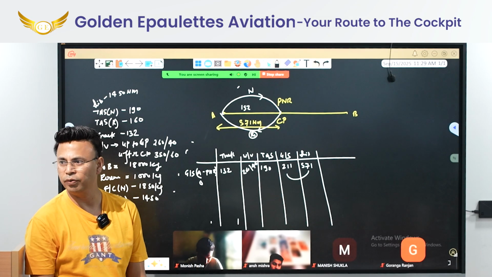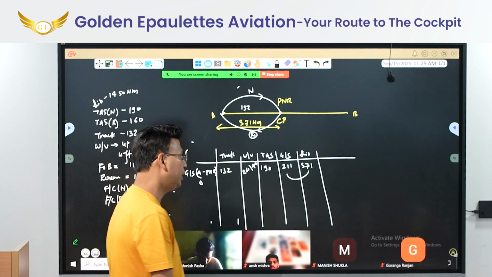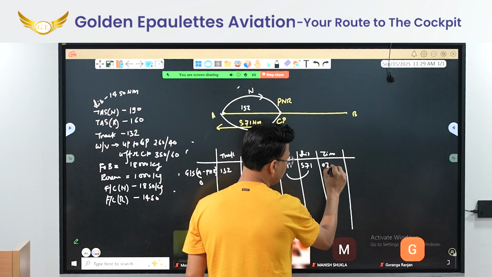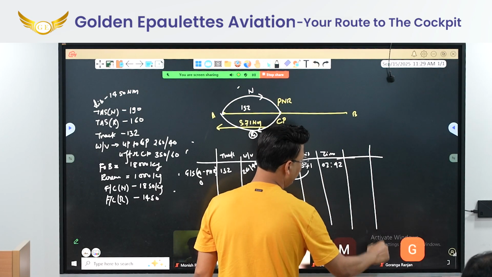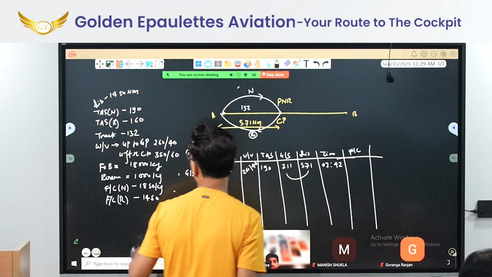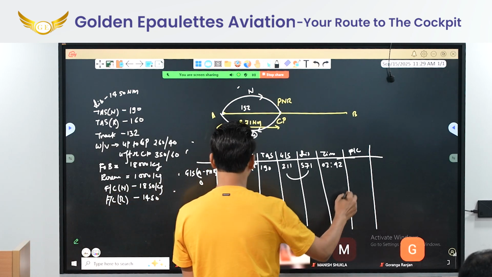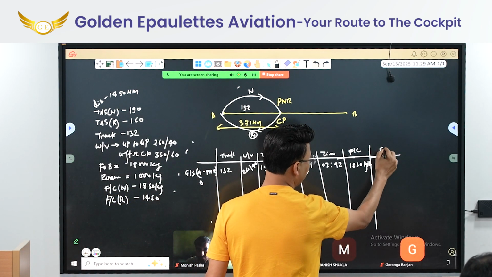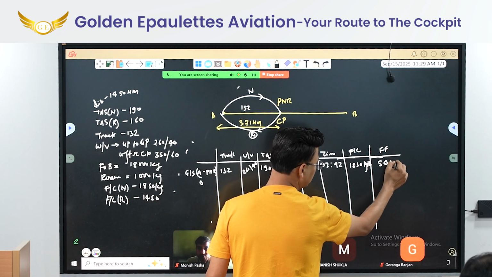How much time will you take to fly this distance? 2 hours 42 minutes. You got the time. Fuel flow with full is given as 1850 kg per hour. So flight fuel comes to 5006.